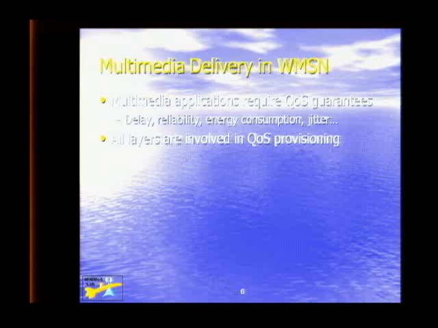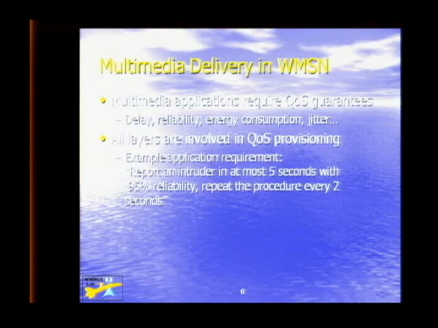And we see that there are multiple layers involved in QoS provisioning. An example application may state the following task: report an intruder in at most 5 seconds with 95% reliability, and repeat the procedure every 2 seconds. That is, you take snapshots every 2 seconds, process or deliver the information as a whole, and every report has to reach the destination in 5 seconds or less. And you want to deliver that piece of information with 0.95 probability.